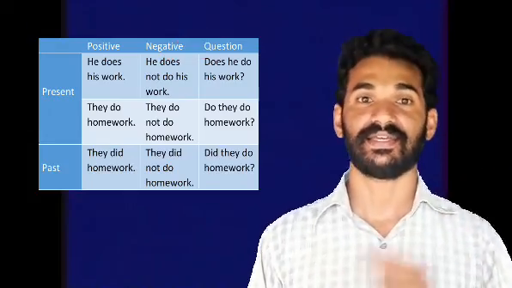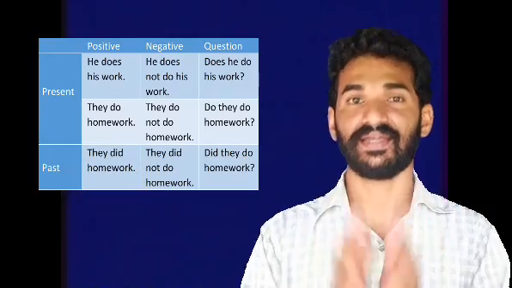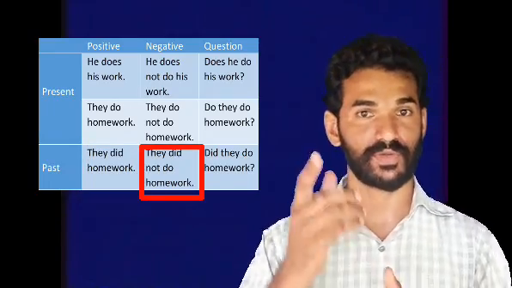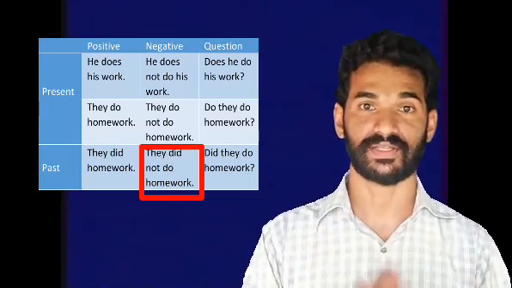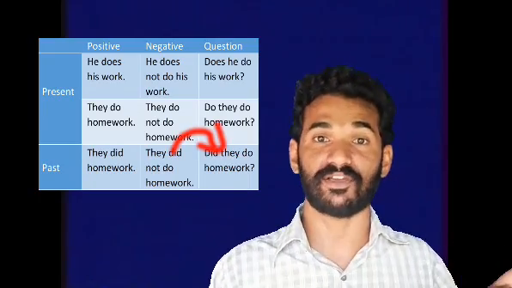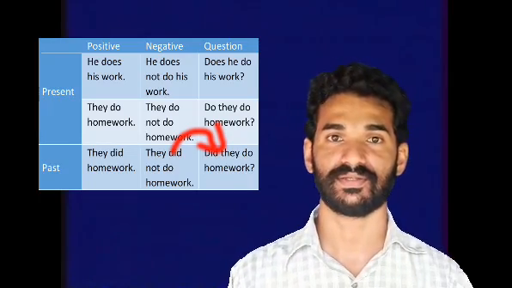Next, they did homework. How can you split did? Did plus do, did. And the negative of did, didn't do. So the negative of this sentence: they didn't do homework. They did not do homework. To make a question, take the did from here and place it in the beginning of the sentence. Then it will turn to a question. Did they do homework? Okay.